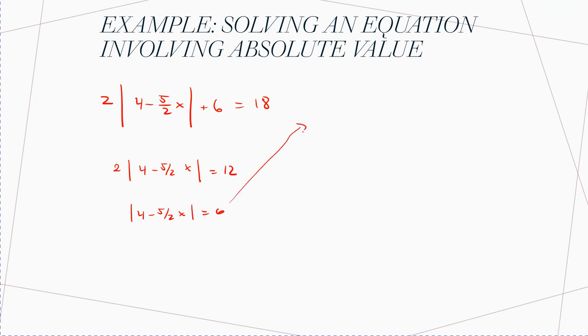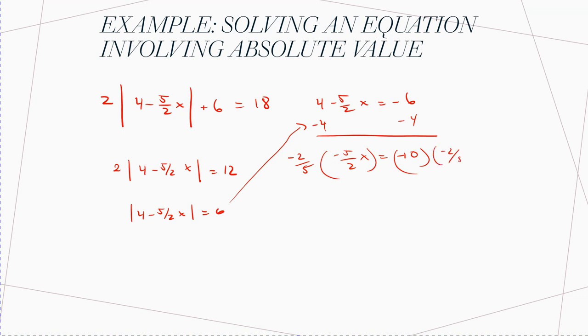So one solution is that 4 minus 5/2 x is equal to minus 6. So you're just going to subtract 4 from each side. You get minus 5/2 x is equal to minus 10. Then you're going to multiply both sides by minus 2/5. These cancel. Negative, negative becomes a positive. 10 times 2 is 20 divided by 5. One solution is 4.